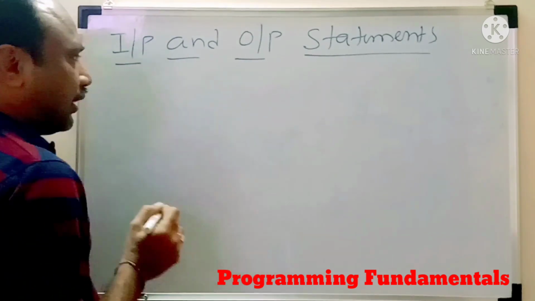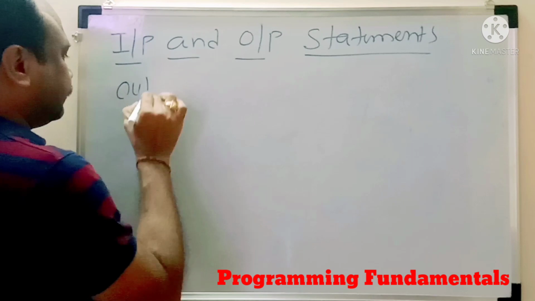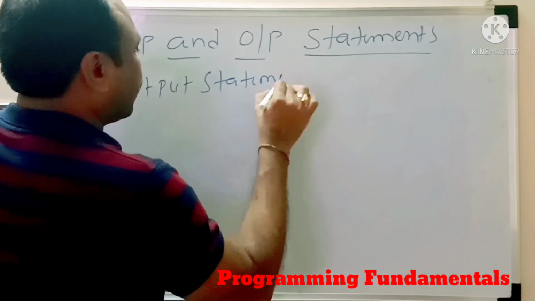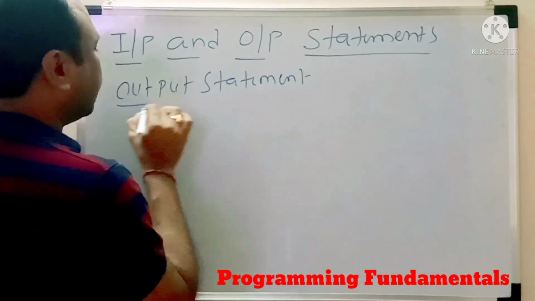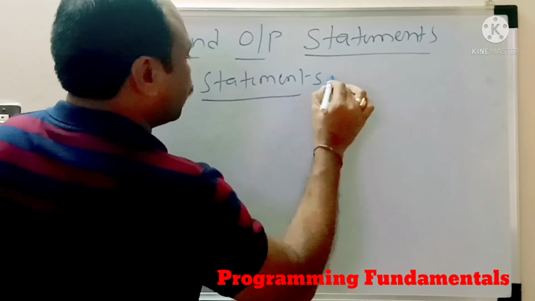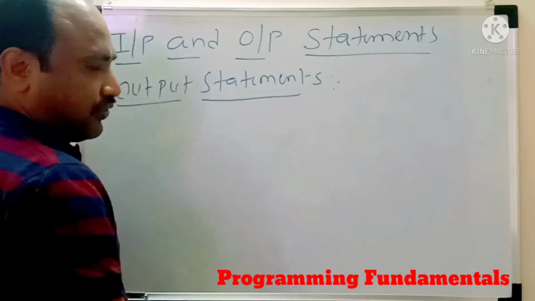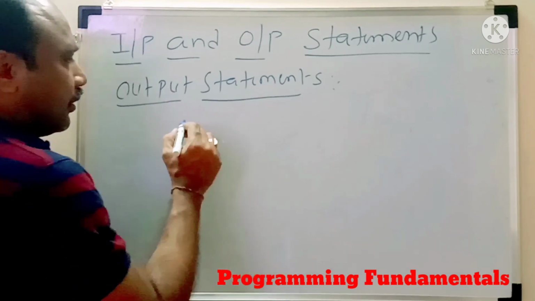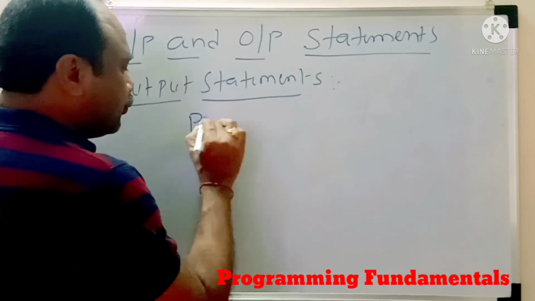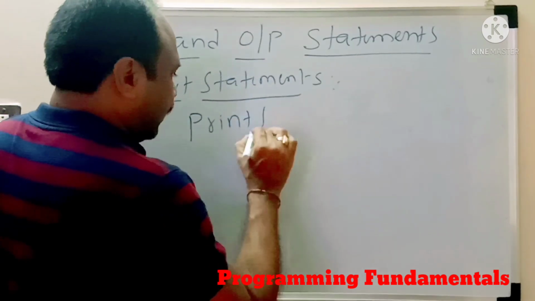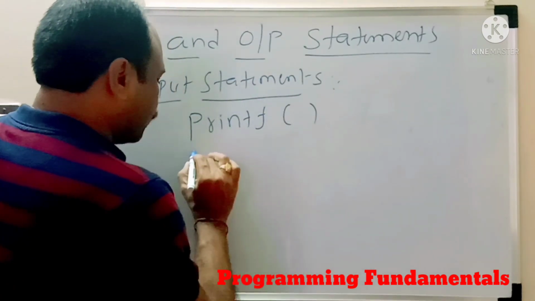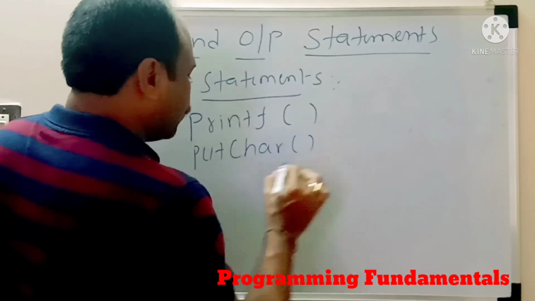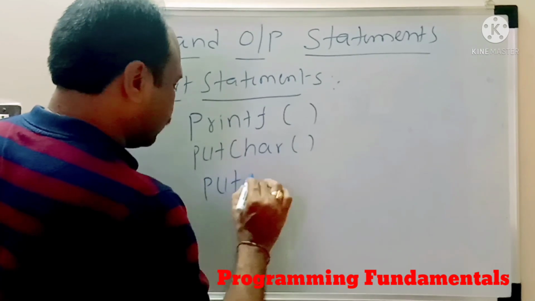In the previous class we explained output statements. Output statements are used to print results. We can use printf to print results, we can use putchar, and we can use puts.